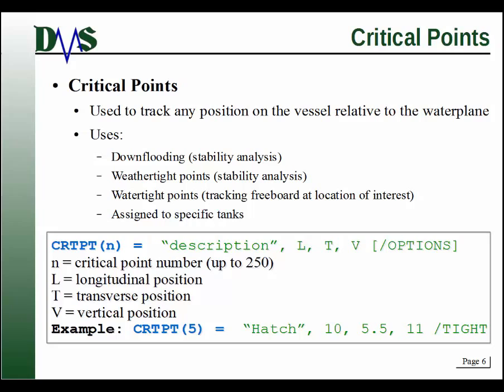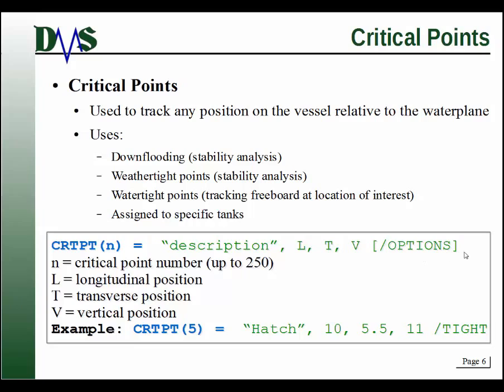So the way you define it is the command is crit point, and then n tells you which critical point number you're going to be defining. You can have up to 250 critical points. Equals, then you have a description. That's going to be any description you want to give some sort of hint as to what this point is. And then you have your coordinates, your length, longitudinal, transverse, and vertical coordinates. So that defines the location of the point. Remember, it is just a point.